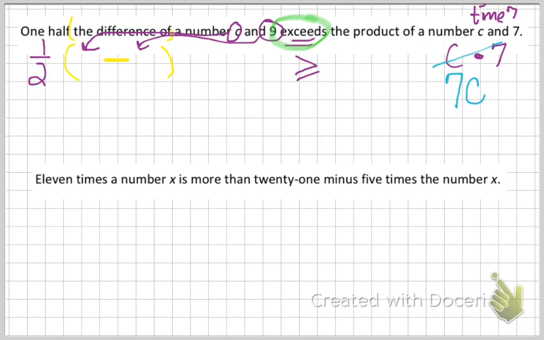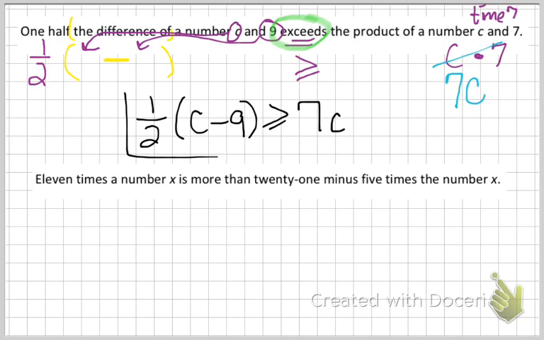So I'm going to rewrite this expression, and I'm going to have 1/2 times c minus 9, close parentheses, greater than or equal to 7c. And this here is our final inequality.